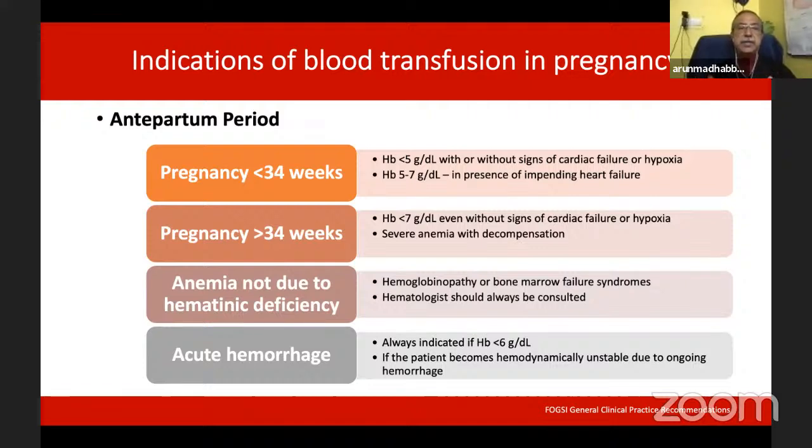Also, in the same range, when the pregnancy is more than 34 weeks of gestation, in severe anemia with decompensation, we have to rope in packed cell therapy for improvement of the general condition of the poor lady. Where the anemia is not due to hematinic deficiency, for example in hemoglobinopathy, or where there is a bone marrow failure, we always have to consider a hematologist, whether transfusion could bring about an improvement in the final outcome of the mother and the baby, because they are in a much better position to guide us whether the transfusion will really help or not. In acute hemorrhage, as I said earlier, where there is loss of more than 1500 ml of blood, if the hemoglobin goes beyond 6 gram, there is always a role of transfusion.